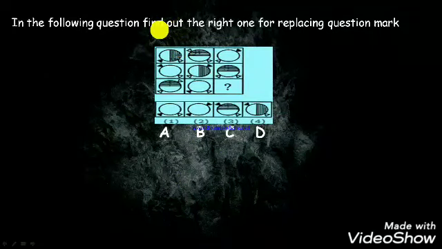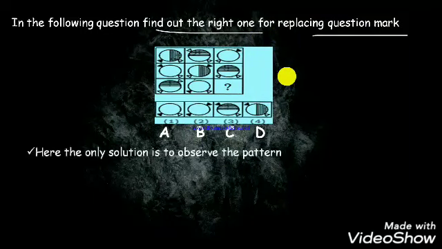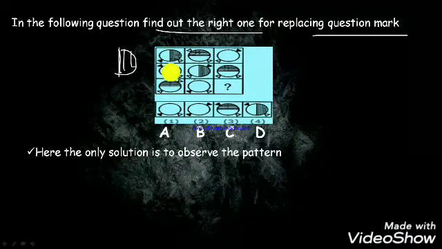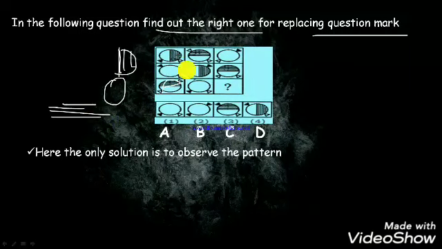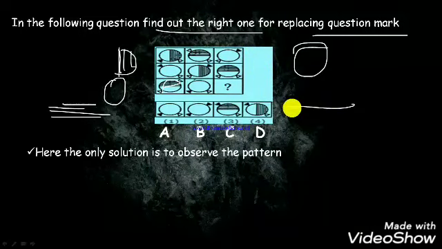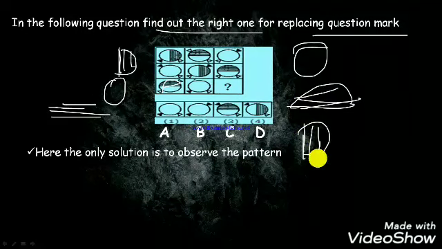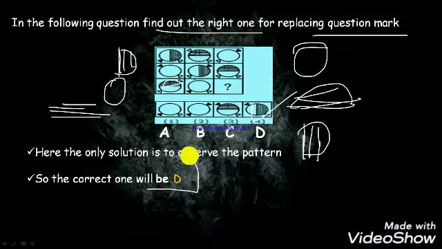Okay. Now in the following question, find out the right one for replacing the question mark. If you clearly observe the pattern, first the pattern was like this line. Then in the second row it was blank. Then in the third it was like this, the line was this. And the second almost happened the same, but the arrangement was changed. Now if I clearly look at the third figure, the first one was blank, the second one was filled with some line. So the left one should be like this. So the correct option should be the fourth one. Let's check the answer. So the correct option will be D.